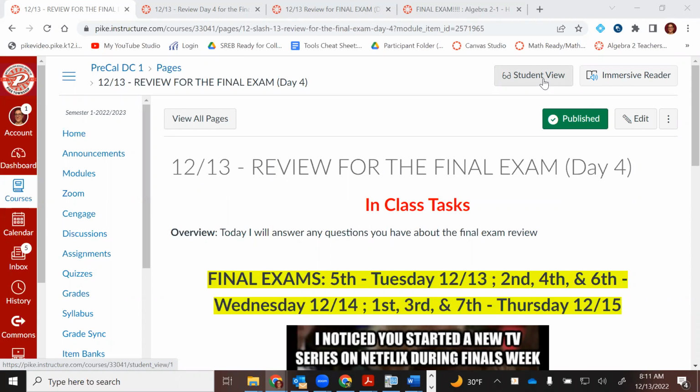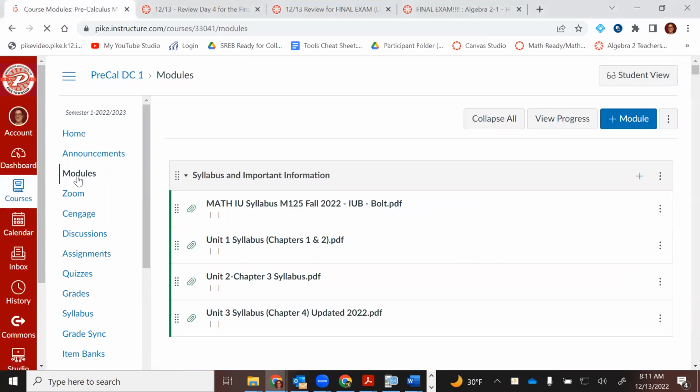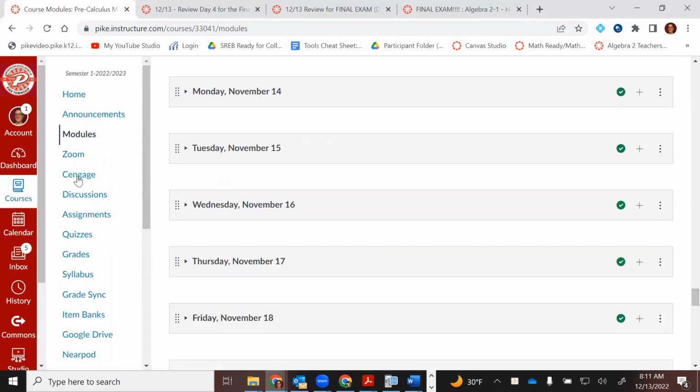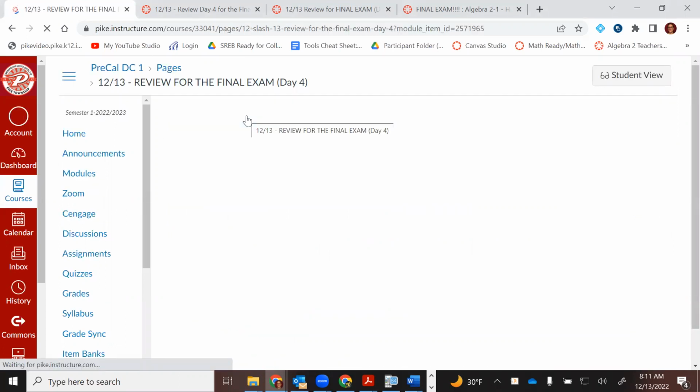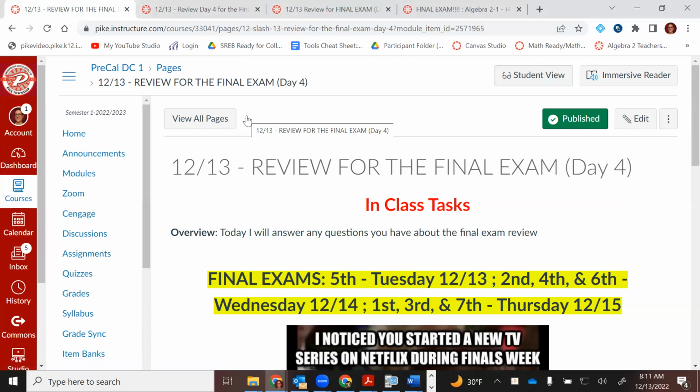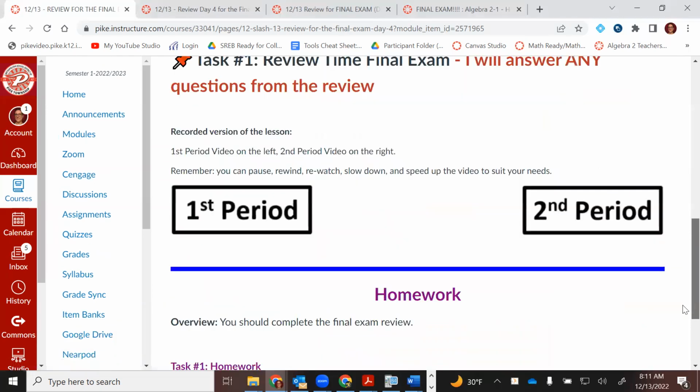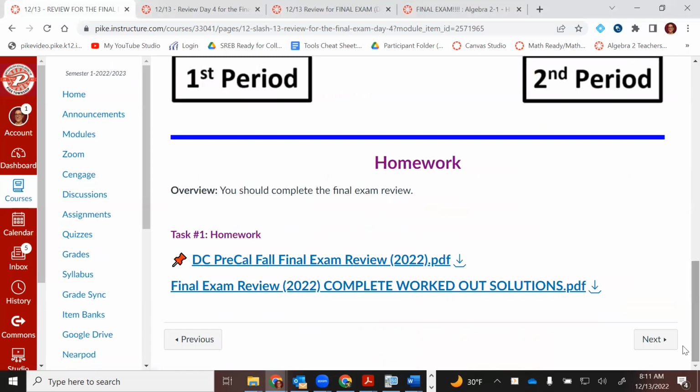I want to show you guys where the exam review key is, where you can find all of my worked out solutions. You want to go to modules. Scroll all the way to the very bottom of modules, and click on today's date, December 13th. Scroll all the way to the bottom of the page, and at the very bottom is my complete worked out solution key in PDF. It is on yesterday's module as well, so you can find it in either place.